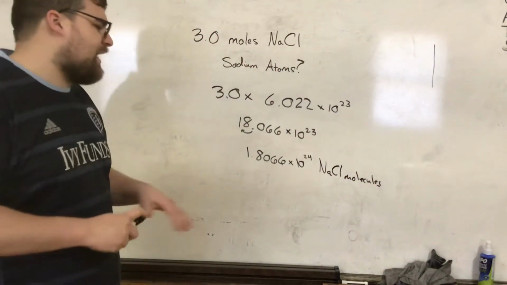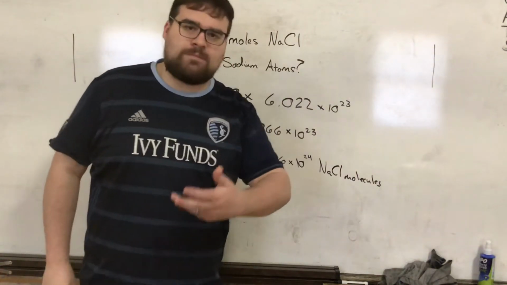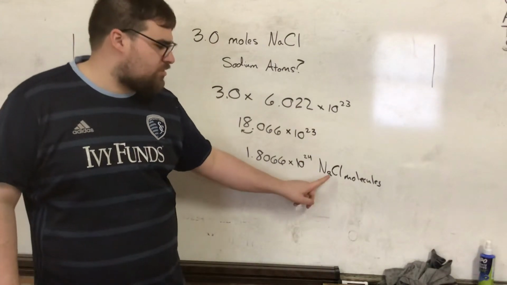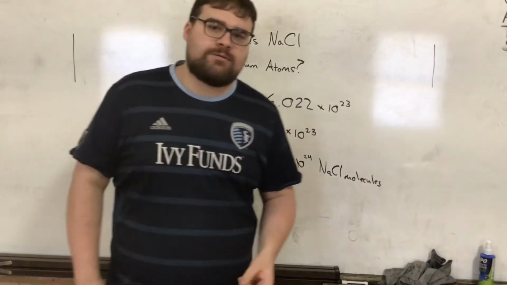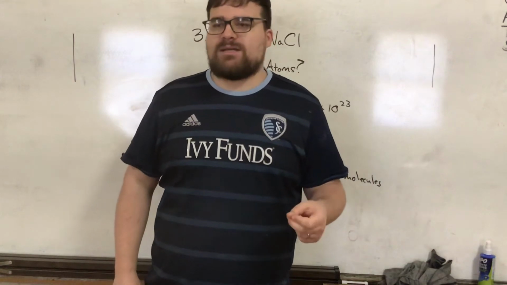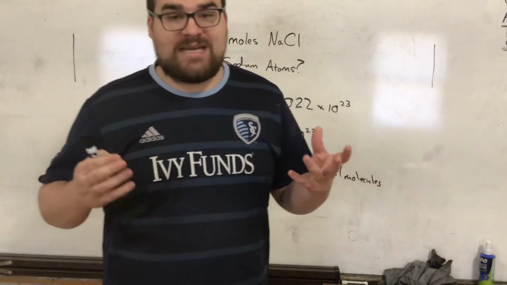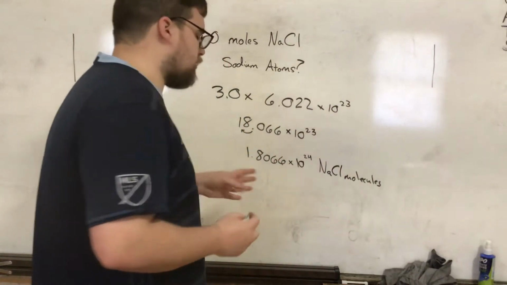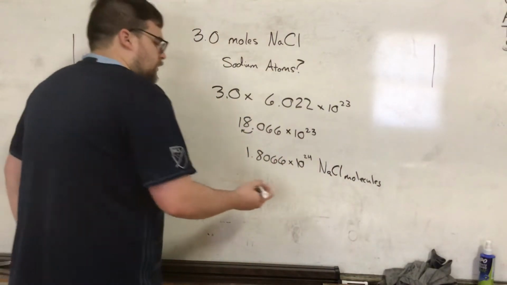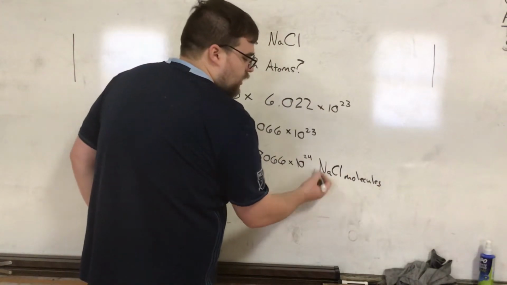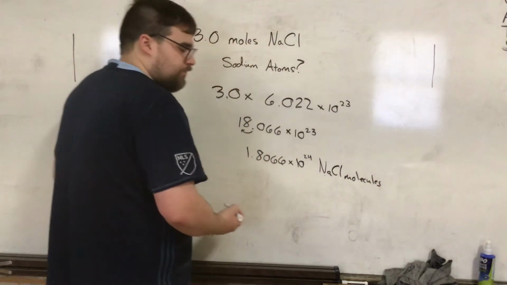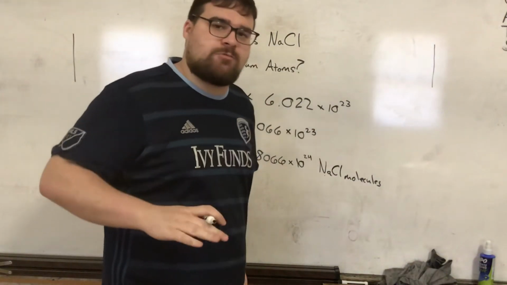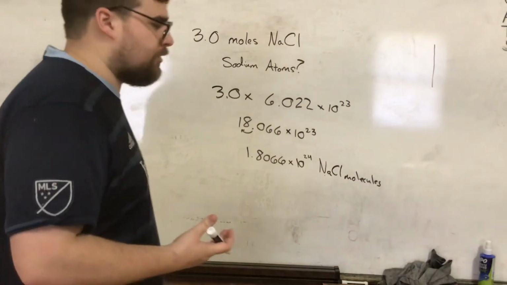So here's the deal. If we have this many salt molecules, and each salt molecule is made up of a sodium and a chlorine, then how many atoms of each of these are there? Well, let's look at it this way. A salt molecule is made up of a sodium and a chlorine. 1-to-1 ratio. 1 sodium, 1 chlorine. Not any of those crazy ones where you have multiple of one but some of another.